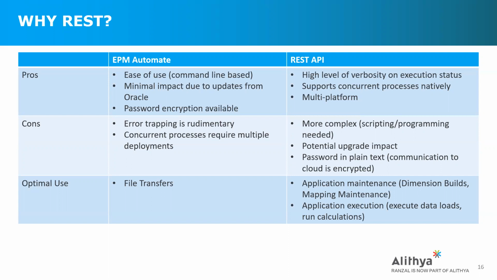So on the flip side, you've got the REST API. The pros are, as I just talked about, very verbose, tells you a lot. Supports concurrent processes natively, where EPM Automate in earlier versions, this was a problem. It's really no longer a problem. Oracle has since addressed that, but it was something that existed there. And it's multi-platform, so I don't have to worry about, do I have the Linux version of EPM Automate? Do I have the Windows version? Hey, maybe I'm running Mac OS and I need a version that supports that. REST API runs across all of those different platforms.